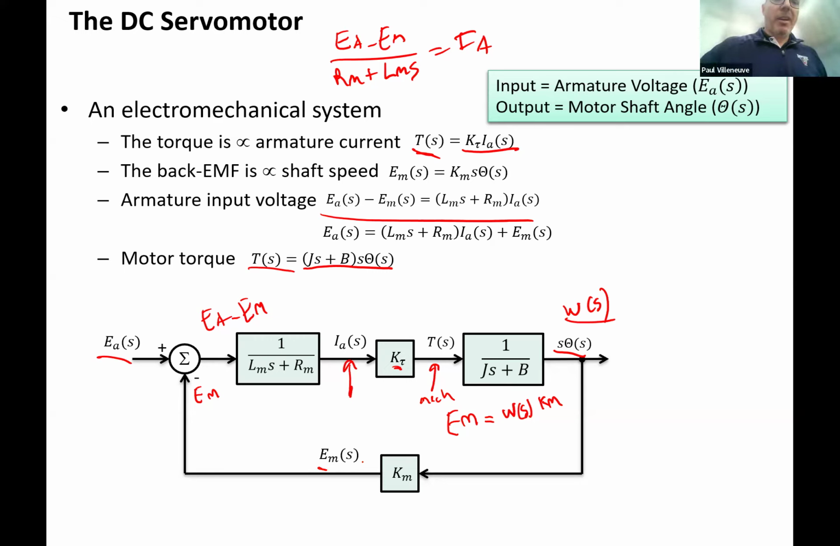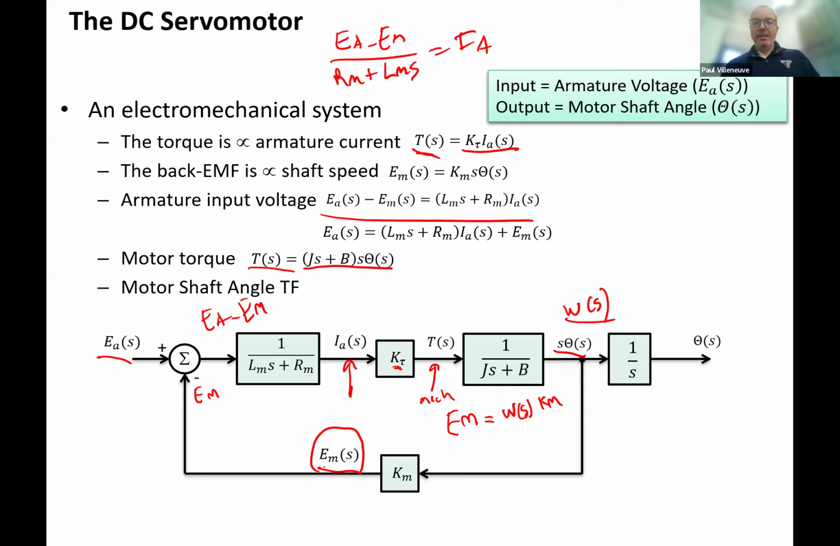This is almost impossible to measure because it's the voltage across the coil. So it's inside the motor, and it's a voltage that's developed, but it's very, very difficult to measure. So almost impossible.